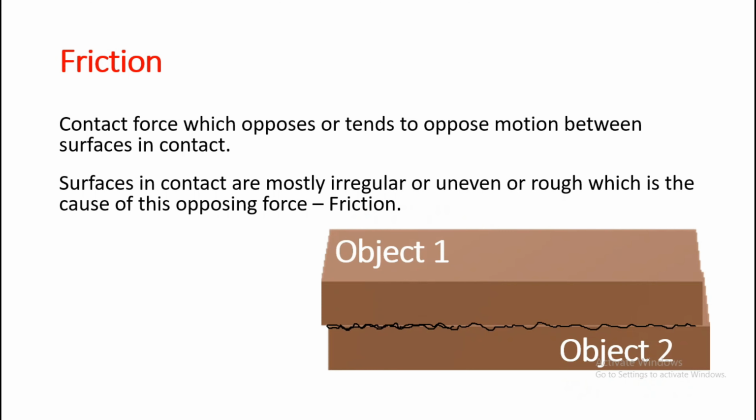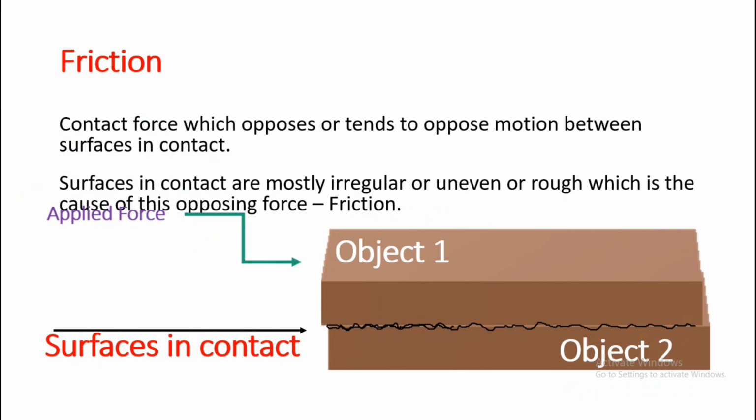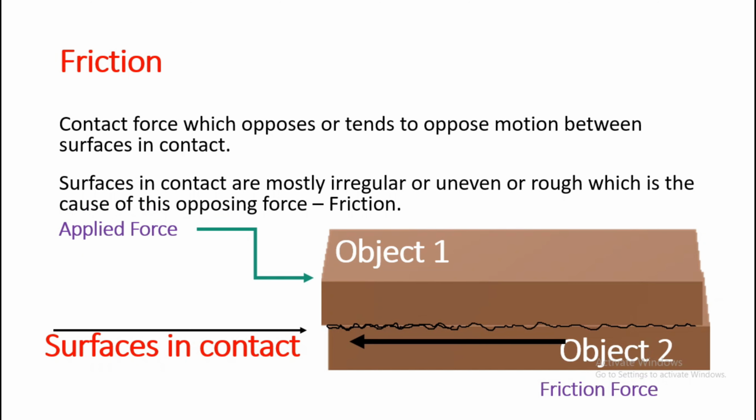Suppose that these are two objects, object 1 and object 2, and you want to move object 1 on object 2. So we apply force on object 1. Suppose that the force applied is towards the right. So there's another force which acts towards the left, and this force which is opposing our applied force in order to prevent the body from motion is friction force.